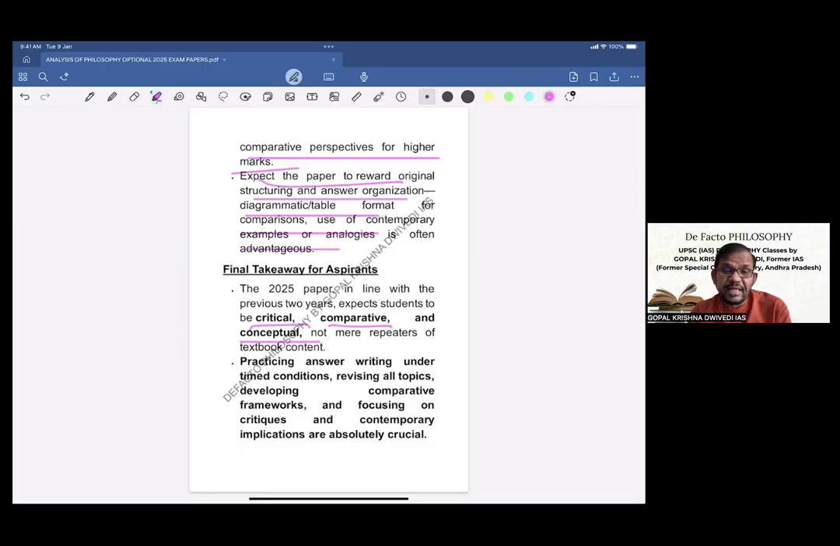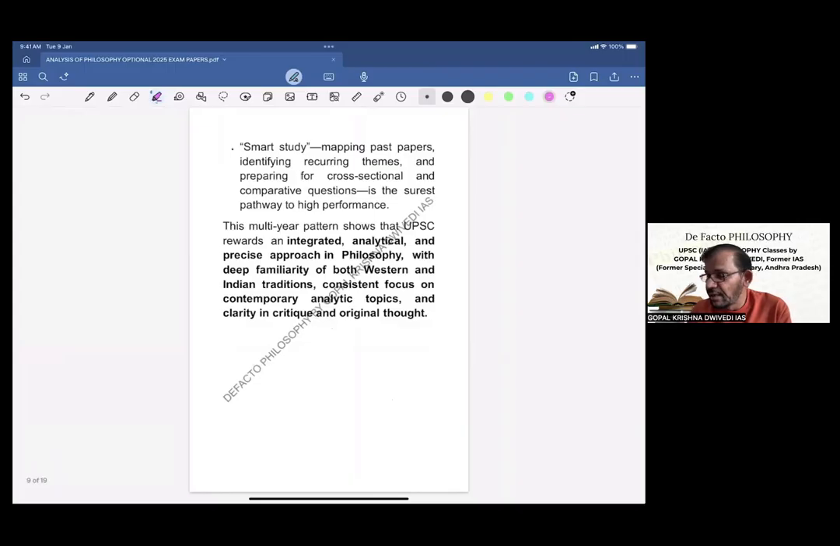Practicing answer writing under timed conditions, revising all topics, developing comparative frameworks, and focusing on critiques and contemporary implications are absolutely crucial. This is the sum and substance of the strategy, and the analysis also, you can say. Then smart study we have to do: mapping past papers, identifying recurring themes, and preparing for cross-sectional and comparative questions is the surest pathway to high performance.